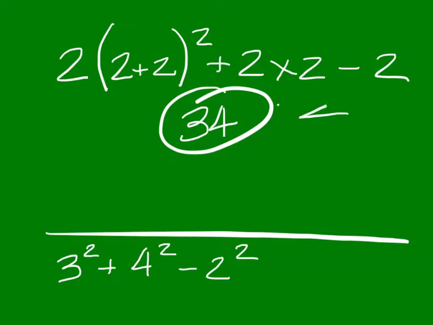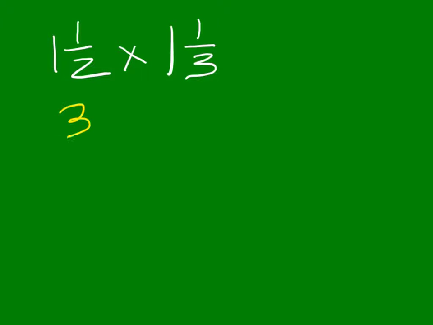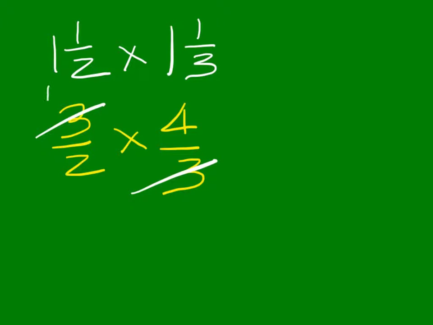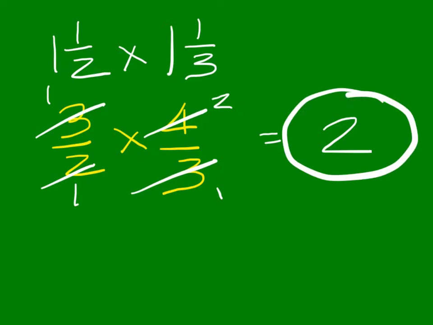The top bonus was 34, and the bottom one is 21. On the practice problem, you should have 3 over 2 times 4 over 3. And when you cancel these out to get 1s, and these out to get a 1 and a 2, you're left with a final answer of just 2.